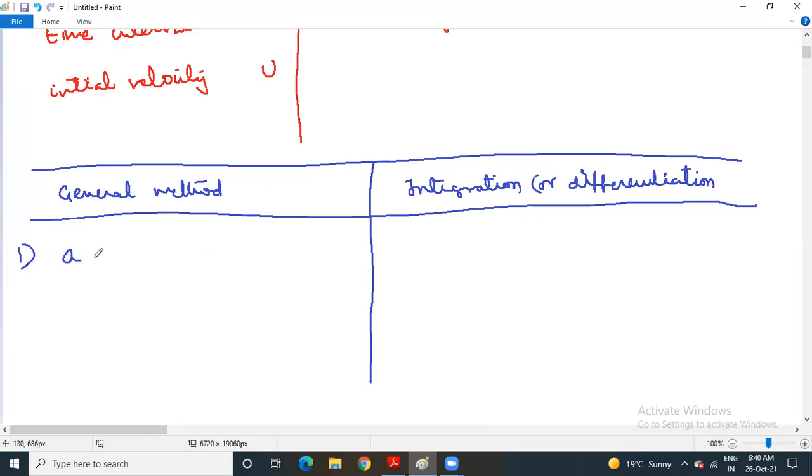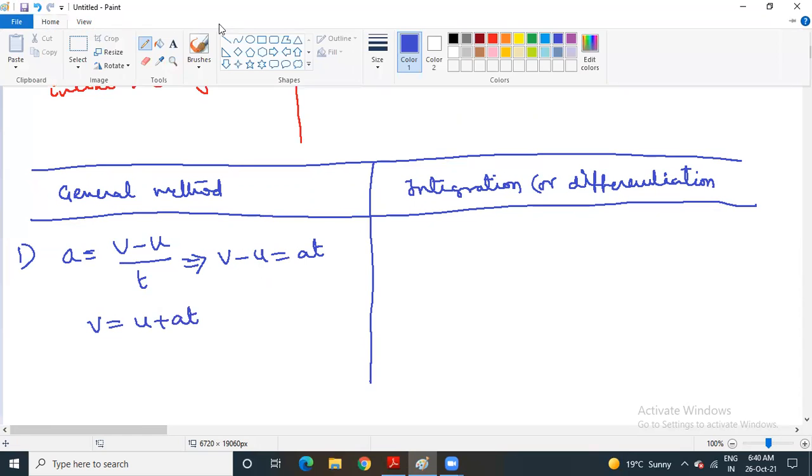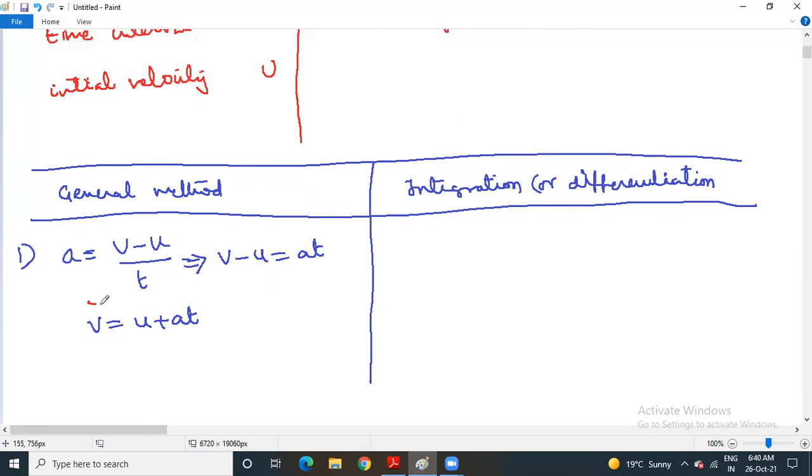Okay, so first equation of motion. So you know the definition of acceleration, change in velocity taking place in a time interval t. If you cross multiply it, you will get v minus u is equal to at. So if you take u to the right side, you will get v equal to u plus at. So here, out of 5 quantities, displacement is missing.